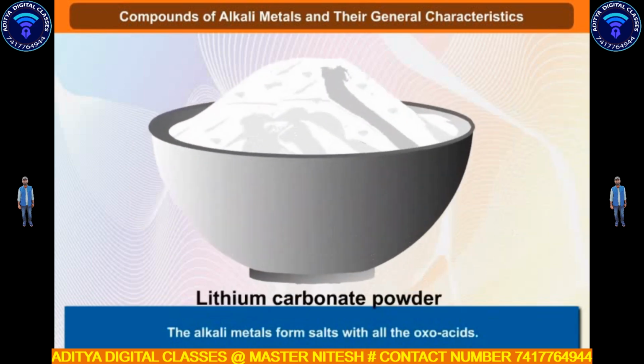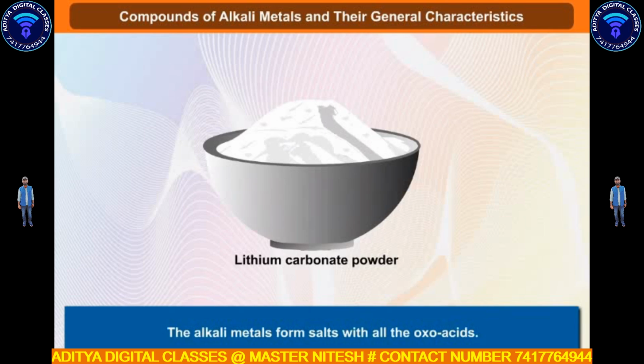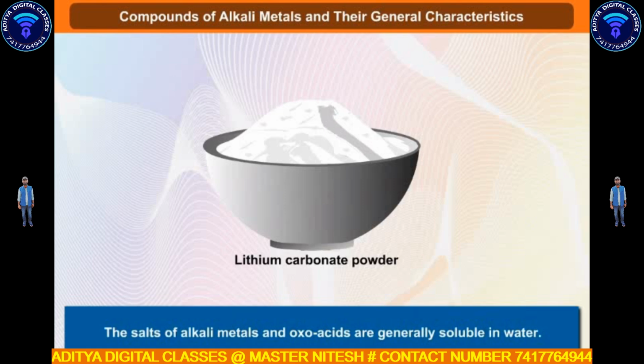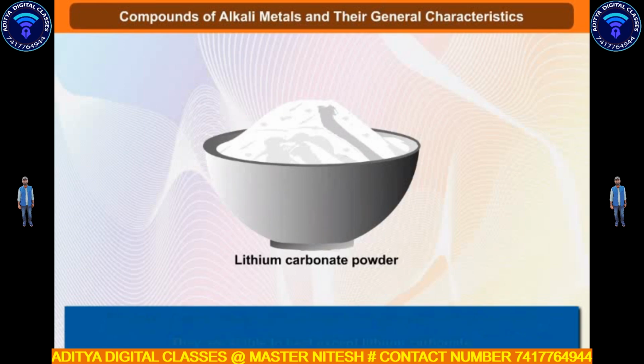The alkali metals form salts with all the oxo acids. Some salts of alkali metals and oxo acids are lithium carbonate, lithium hydrogen carbonate, and sodium carbonate. The salts of alkali metals and oxo acids are generally soluble in water. They are stable to heat except lithium carbonate. On heating lithium carbonate, more stable lithium oxide and carbon dioxide are formed.